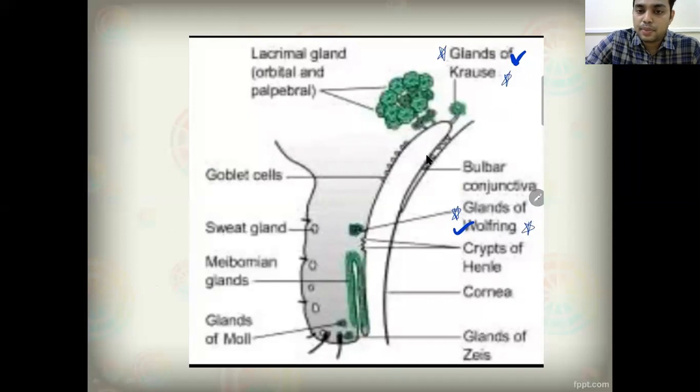These glands of Krause are present at the fornices. Fornices are nothing but a fold of conjunctiva. The conjunctiva arises from the eyelids as the palpebral conjunctiva, and this is the bulbar conjunctiva. There is a fold in between the palpebral and bulbar conjunctiva. That fold we call the fornix. So the glands of Krause are present at the fornices, whereas the glands of Wolfring are present at the middle of the eyelid.